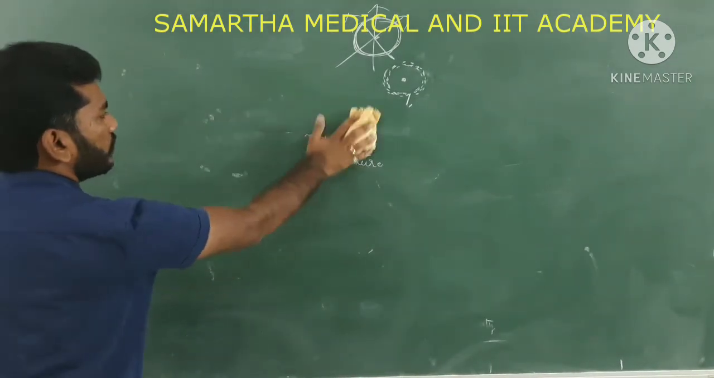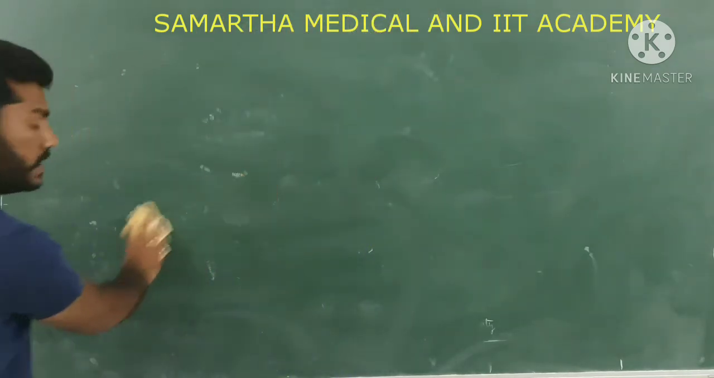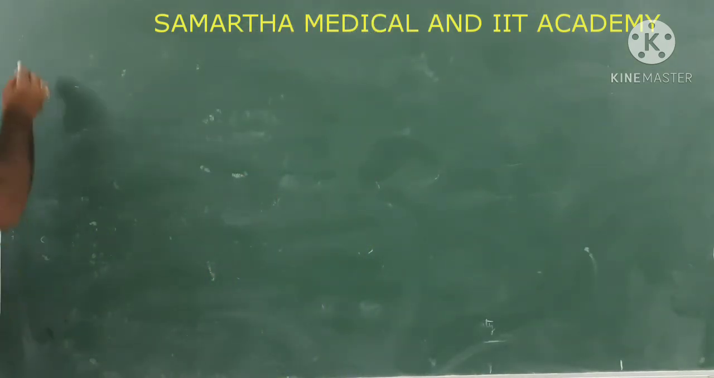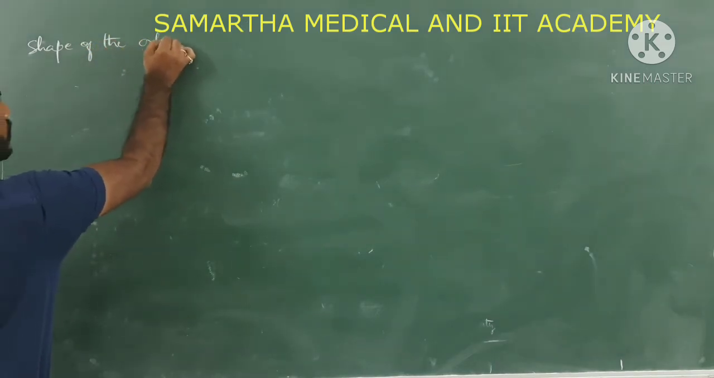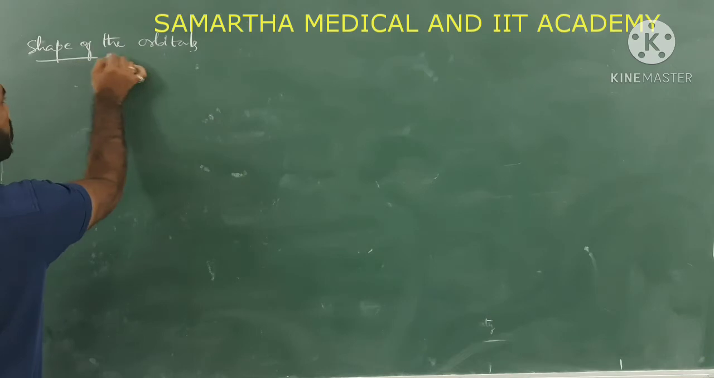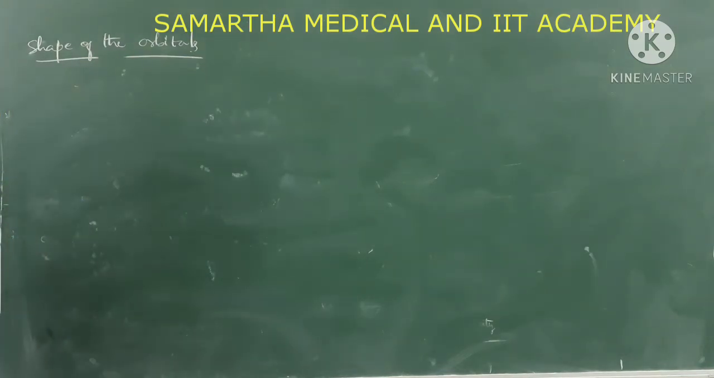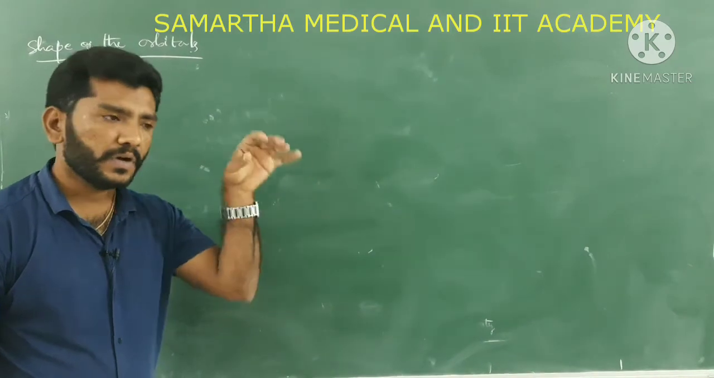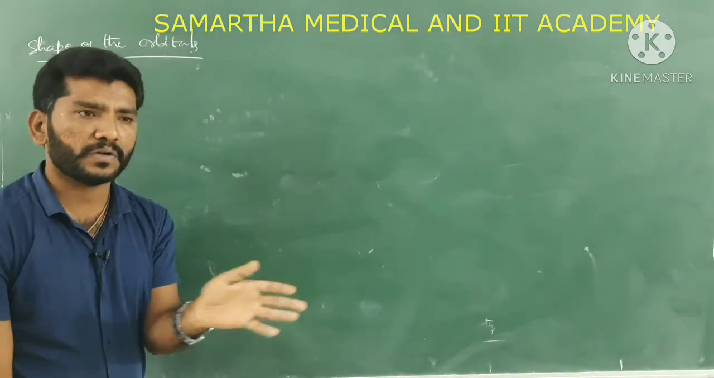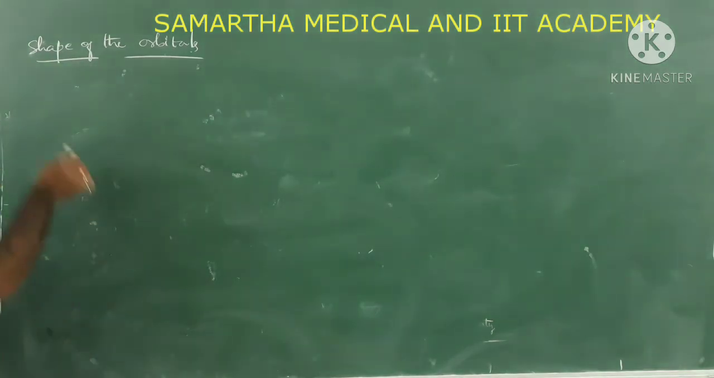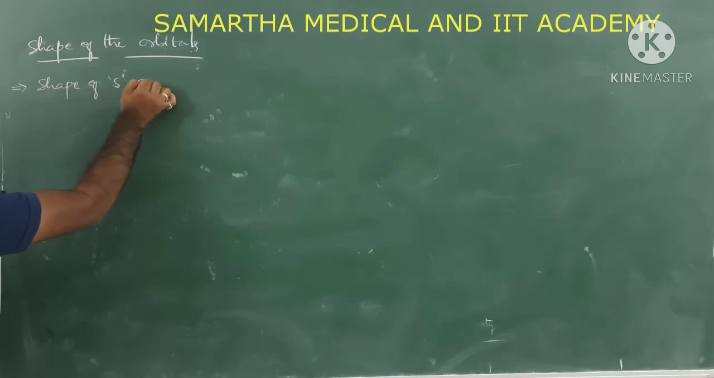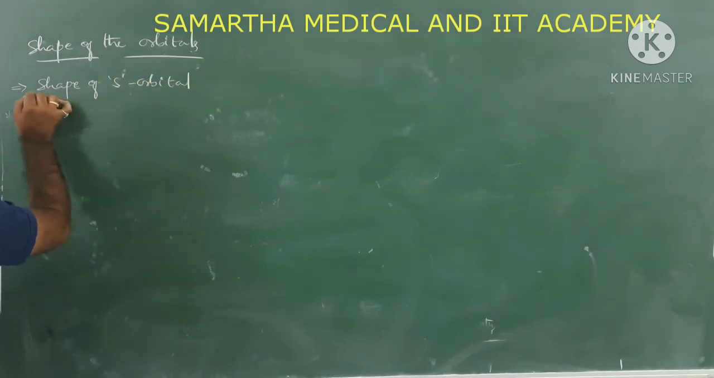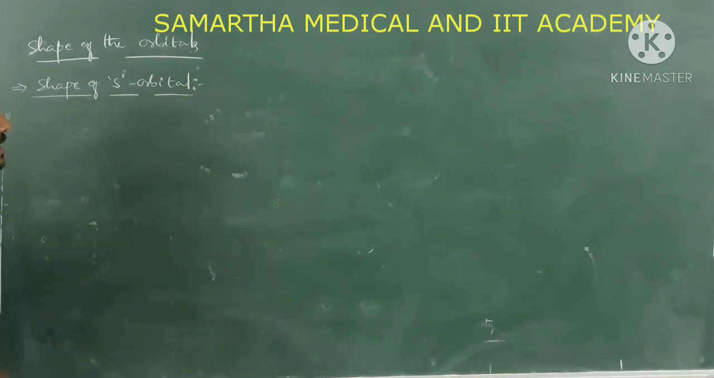So let's go with one of the most important concepts, the shape of the orbitals. So guys, we have 4 types of orbitals here, S, P, D, F. Actually they are subshells, and in the subshell we have a number of orbitals. So let's go with the very first, the shape of S orbital, very much important concept, guys. Let's focus on this particular thing.